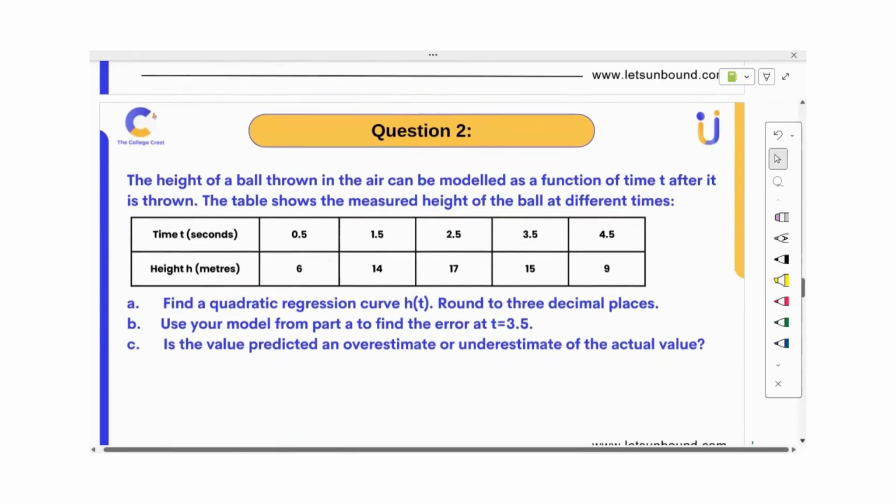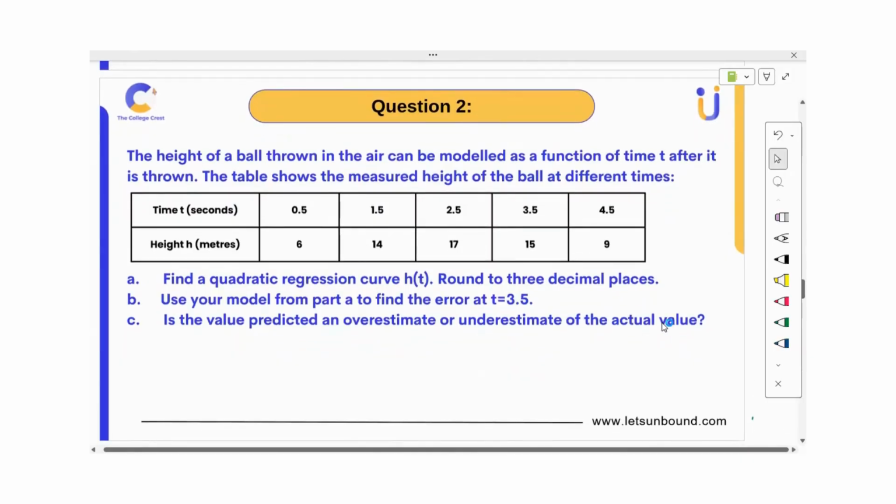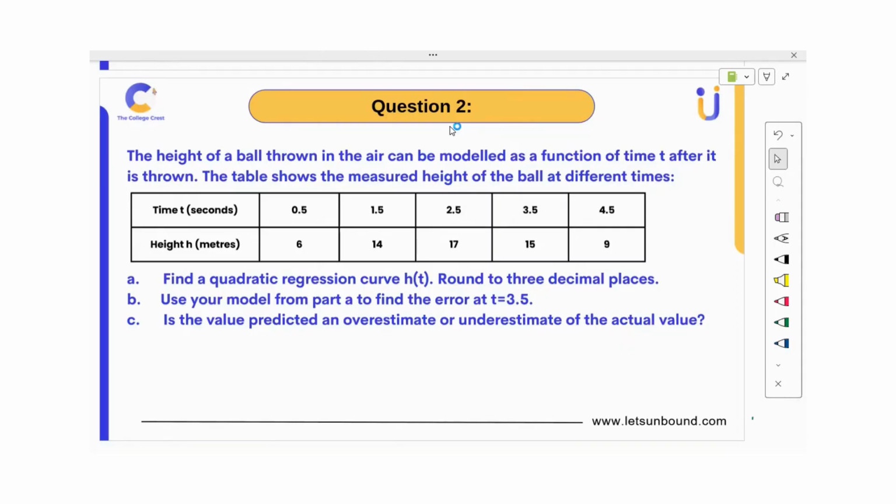The height of the ball thrown in the air can be modeled as a function of time t after it is thrown. The table shows the measured height of the ball at different times. It's very similar to what we have done in question number 1, but with quadratic regression. You can pause the video and try the problem on your own, and check the answers with me after some time. So pause the video, and here is how we will solve.